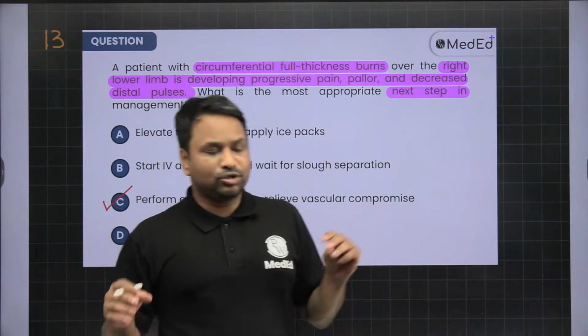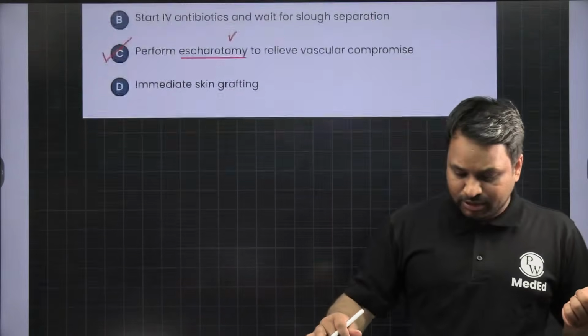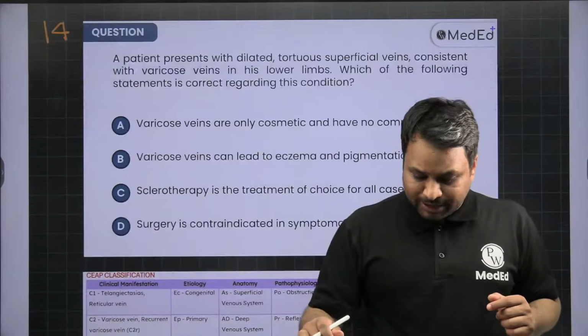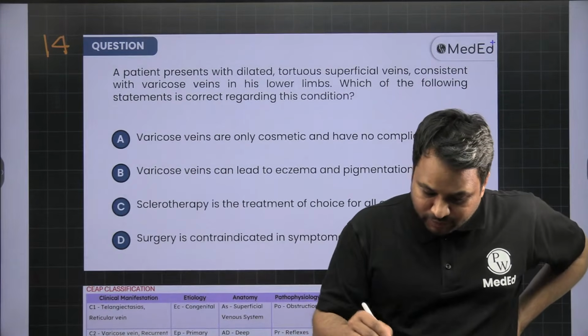There is no if, there is no but. We have already discussed it. Question number 13, answer is C for Calcutta. Question number 14. What do you have in question number 14?